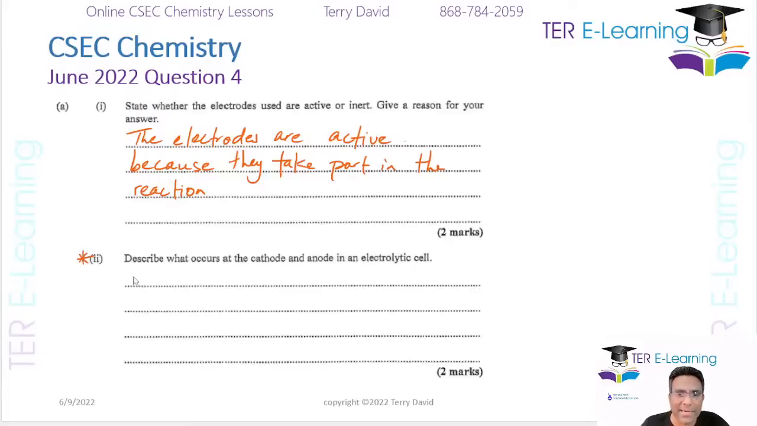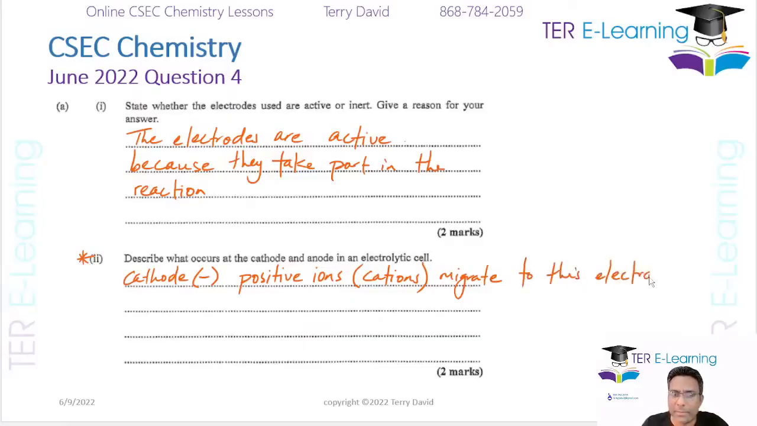So at the cathode, I'm making an assumption here. I don't know what they want us to really say. At the cathode, that's the negative electrode, right? So you're going to say positive ions, which are called cations, migrate, positive ions migrate to this electrode. This question is kind of broad, so I'm not sure where they're coming from for this.